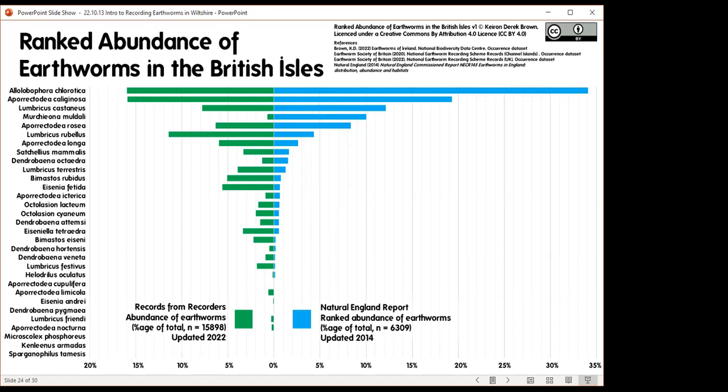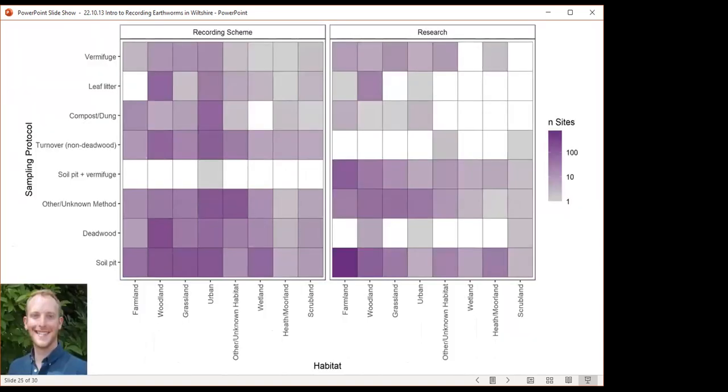So when we look at that data in a bit more detail, this is just some very preliminary statistical analysis that myself and Frank Ashwood from Forest Research, you can see grinning in the bottom left corner there, have done on our research and recording scheme data. Basically, this shows you sampling methods, so microhabitat against habitat. We've separated out the recordings data on the left and the research data on the right. And the darker the color, the more data there is for that combination.